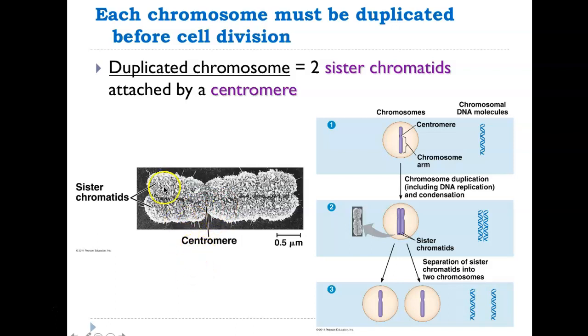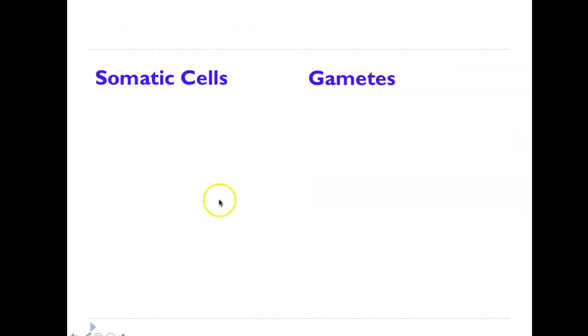This is under an electron microscope. This is what two sister chromatids look like at a centromere. So remember, it's one chromosome with its copy attached by a centromere. Those two get separated during mitosis and each go into their own cell.